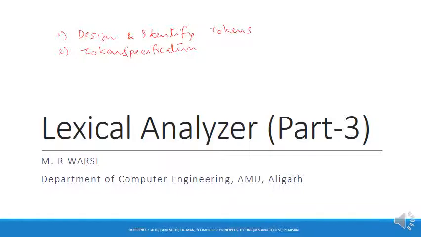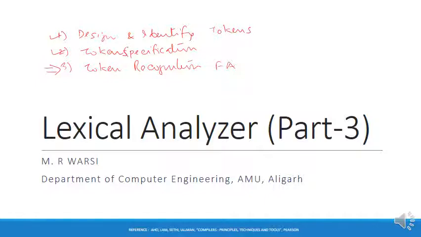Having designed and specified the token, the work which is remaining is token recognition. This is the third thing that we do, recognizing the token. So in this lecture, we'll talk about this step, that is token recognition. The first two steps we have already covered in the previous two lectures. In order to recognize the token, we make use of a finite automata machine. Whatever tokens we specified, we will construct finite automata machines for them in order to recognize them.